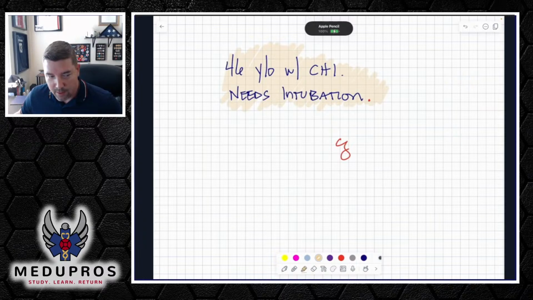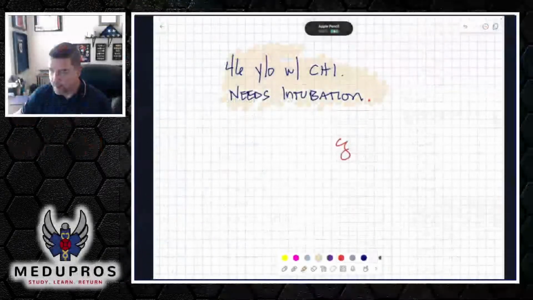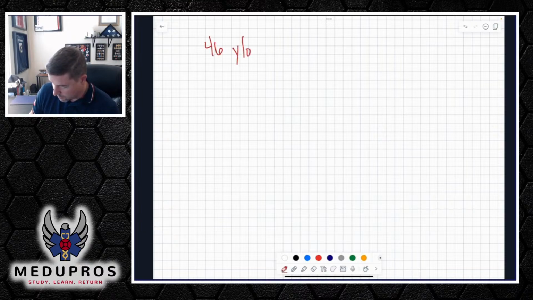So here's the monitor screen. Let me make sure I got it all set. Okay, here's transition. So a 46-year-old with closed head injury. One of the things I wanted to start with, and most likely come back to, let's go back to the Blackboard page. We'll come back to the monitors page, but if we're going to do a 46-year-old, let's say it's a male, it's me, male with closed head injury.